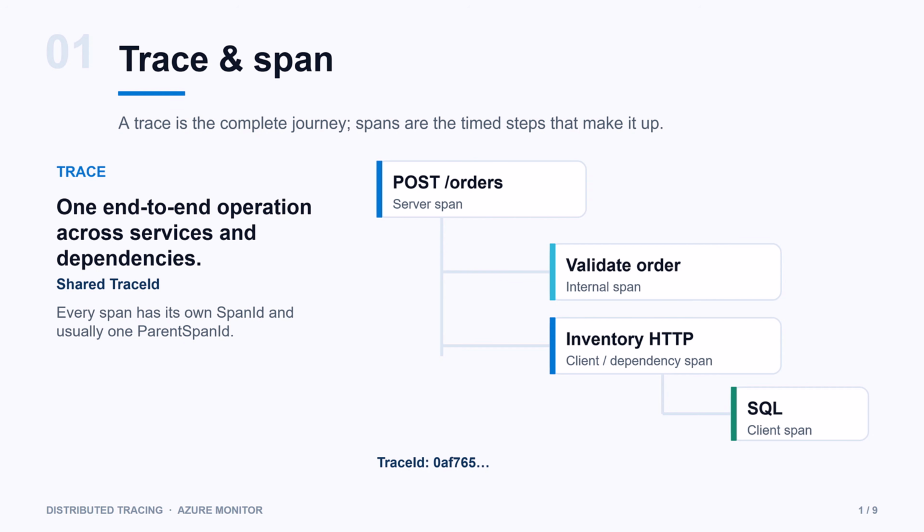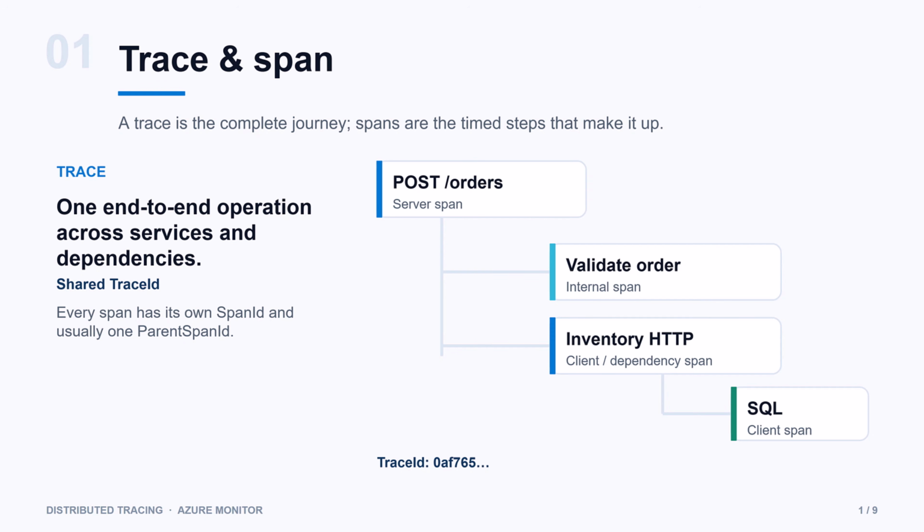Trace and span. A trace is the complete journey. Spans are the timed steps that make it up. A trace is one end-to-end operation across services and dependencies. It has a shared trace ID. Every span has its own span ID and usually one parent span ID.